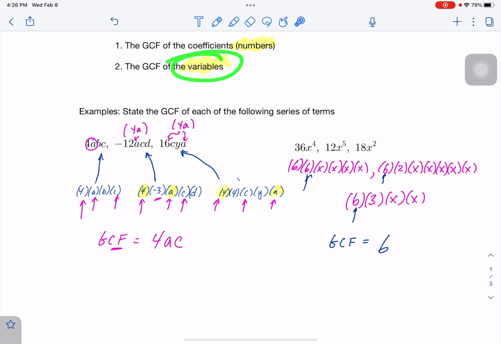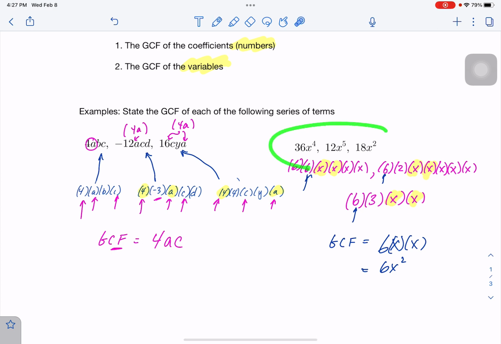What about the variables? Well, X is definitely coming out of all of them, but the question is how many? I've got 4 X's here, I've got 5 X's here, but I only have 2 X's here. So guess what? This one is limiting the total number that can come out. He's only got 2, so I can only take 2 out of that one, and I can only take 2 out of each one. They have more, but I can't take more than just those 2 X's out. So it's going to be an X times an X, which we'll write as X squared. So my greatest common factor here is 6X squared.